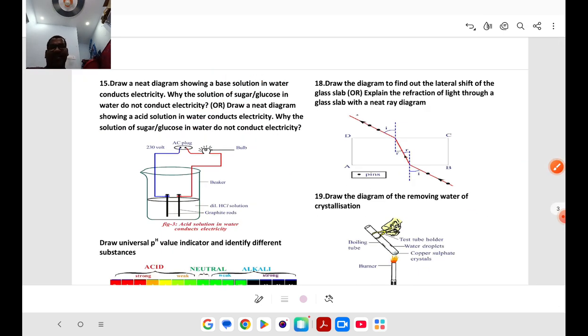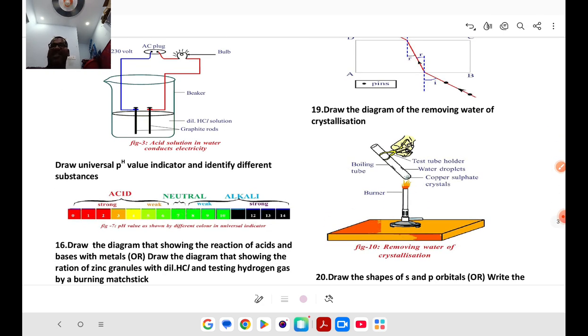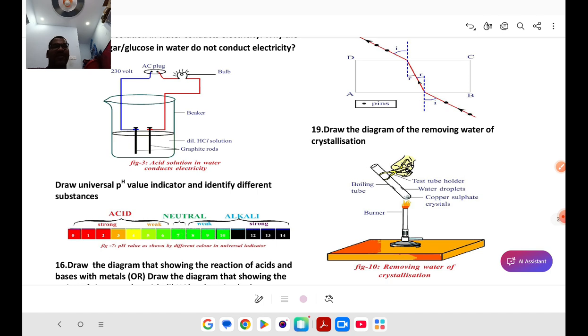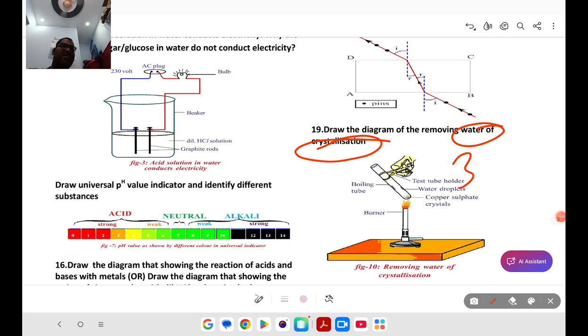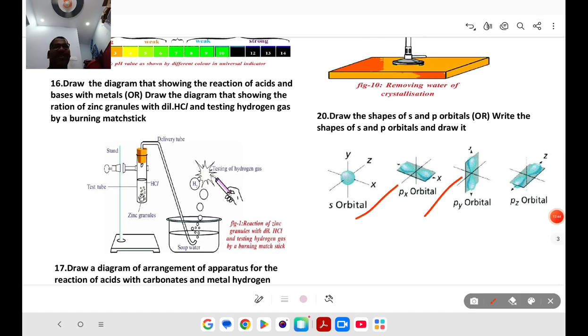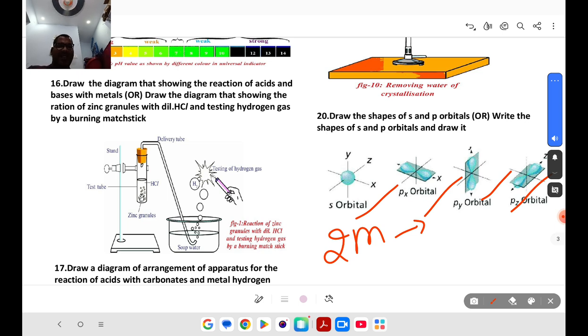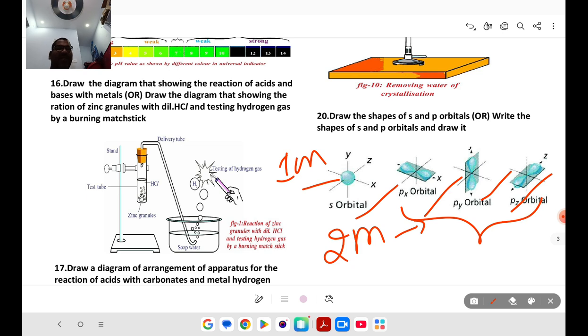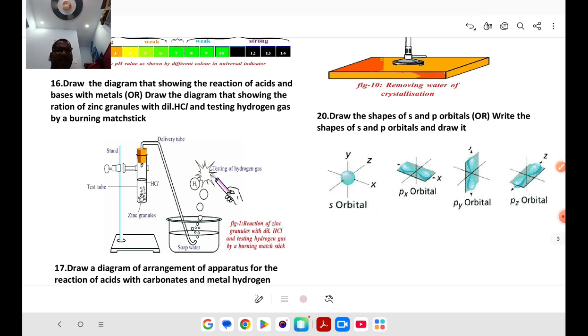Next we have the diagram for universal indicator, pH indicator. This is directly from the textbook. And here we have water of crystallization, very important. This is from the salts topic of the third lesson. All right, and finally we have the shapes of s orbital, p orbital, px, py, pz orbitals. Previously it was given for 2 marks. In the key sheet it is very clearly given to allot 1 mark for the s orbital drawing and 1 mark for the px, py and pz orbitals, right? So it is a very important diagram, please focus on this.